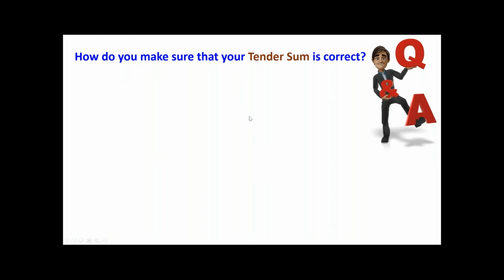Now this is my question. How do you make sure that your tender sum is correct? Now you have done the tender sum, right? How do you know whether you are right or wrong? Whether you have made any error, or your price is too low or too high? How do you know? What is the mechanism?